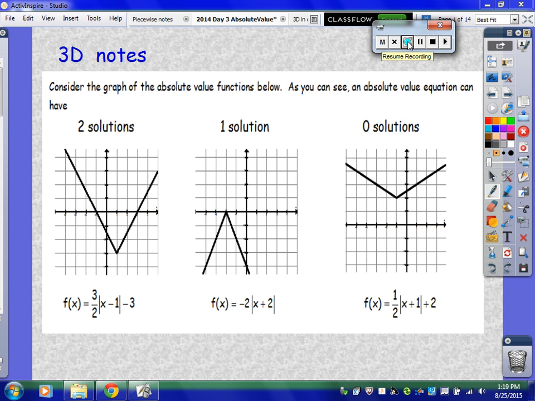Alright, these are 3D notes. Today we're going to be solving absolute value equations and inequalities. First of all, let's look at some graphs of absolute value equations.